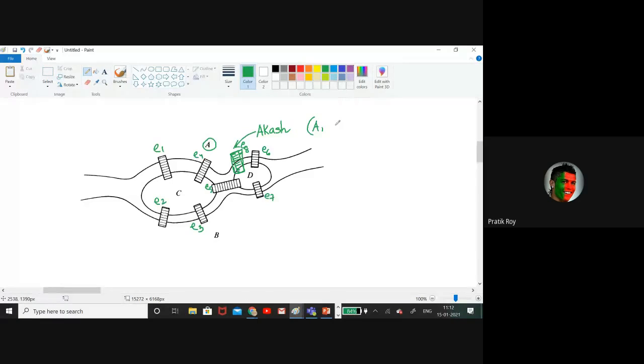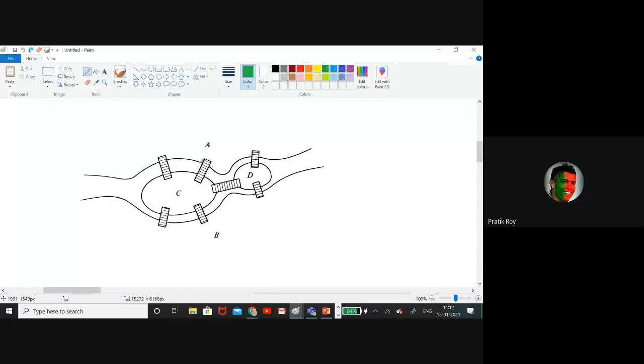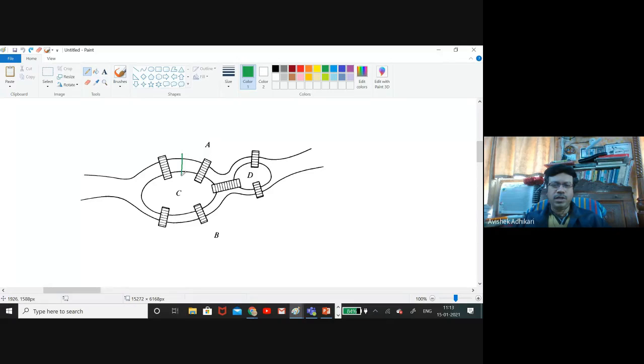B to D and A to C, two bridges. Okay, so your solution is something different. Let me remove Akash bridge. Akash bridge is being removed. What is your plan? Add one bridge from A to C. A to C. Okay, let it be Pratik bridge.